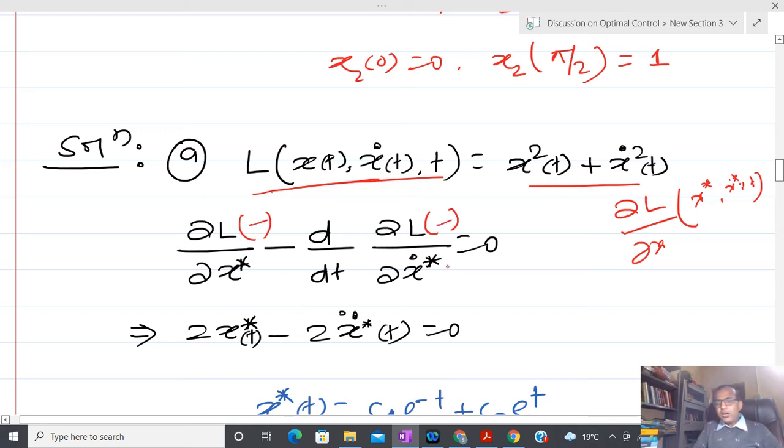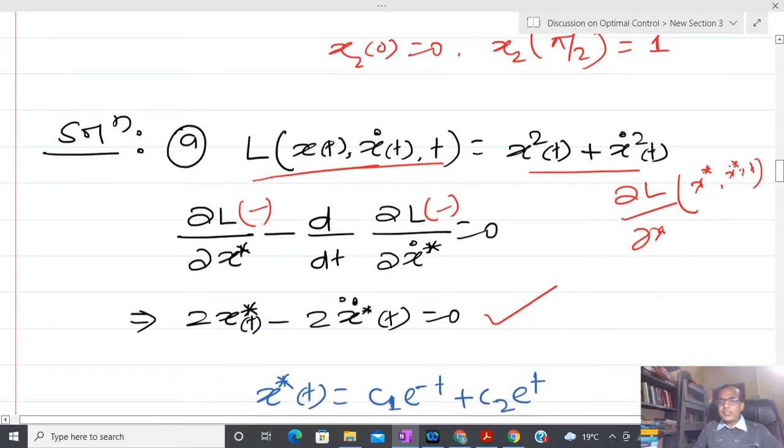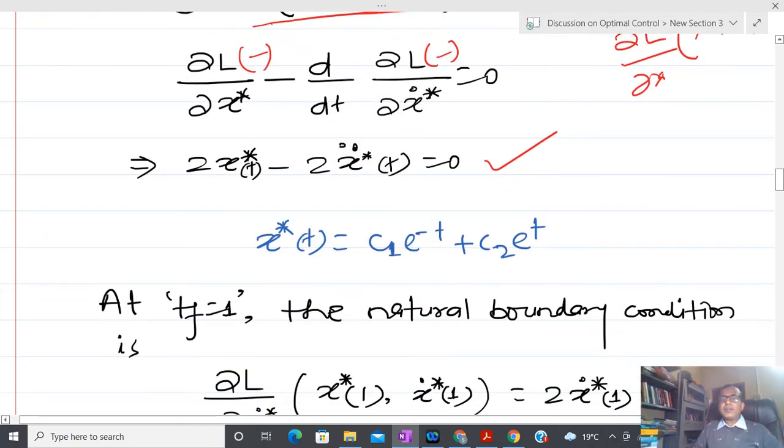Now, if you solve it, you can see that I have to take the partial derivative with respect to x, so 2x star comes into the picture, and minus 2x, because I have to take the partial derivative with respect to x dot, so 2x dot comes into the picture. After that, again the time derivative, and due to that a second order differential equation comes into the picture.